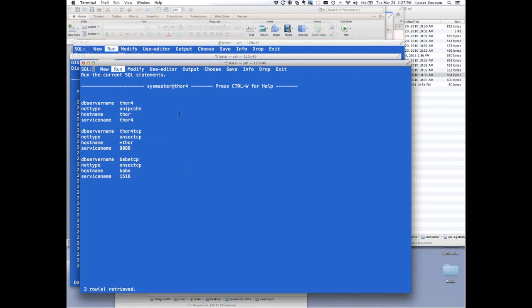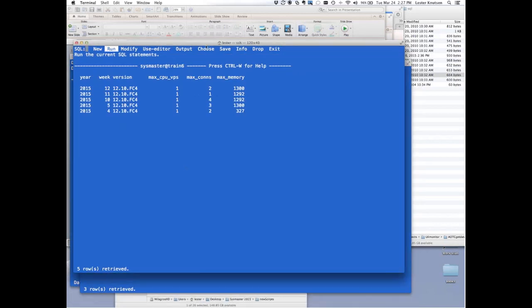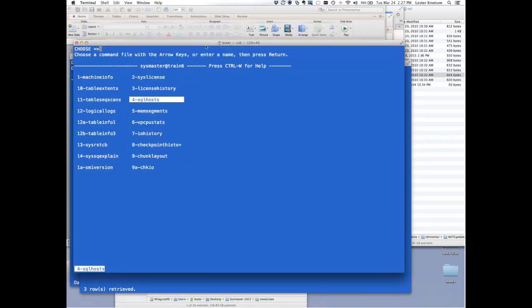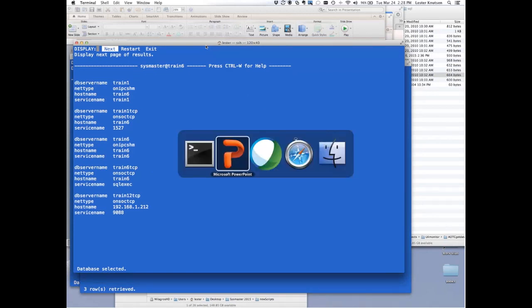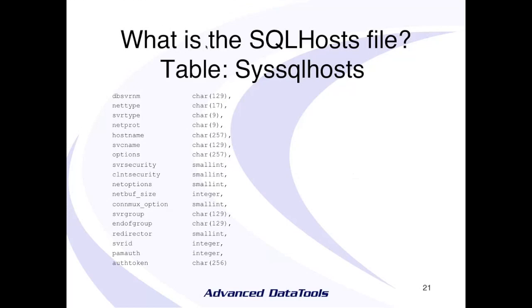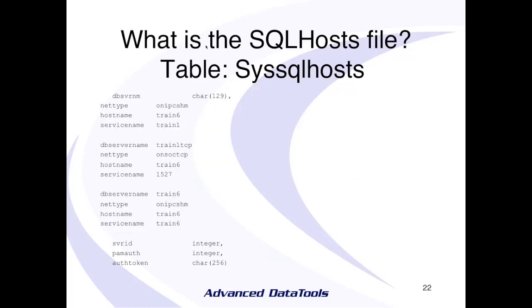I've got 3 rows in this sqlhosts file. On this machine, I probably have a few more than that, for different trading servers. So it's a nice little table to get your sqlhosts information in.